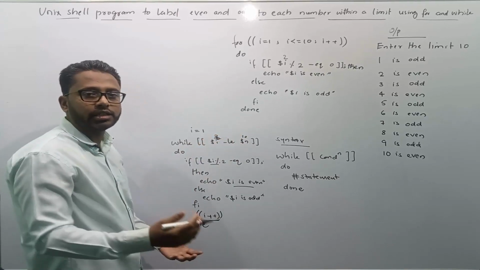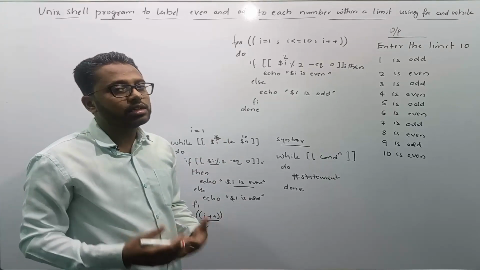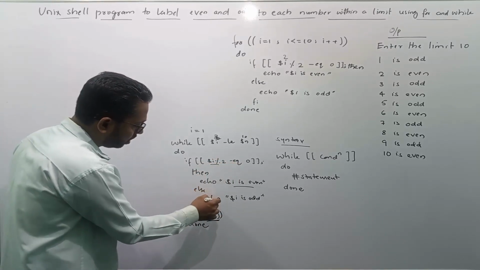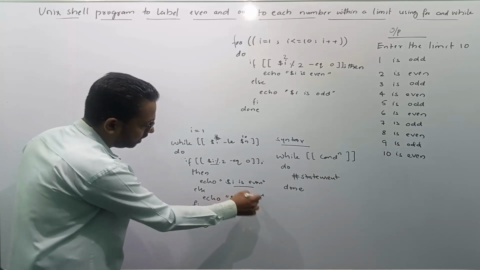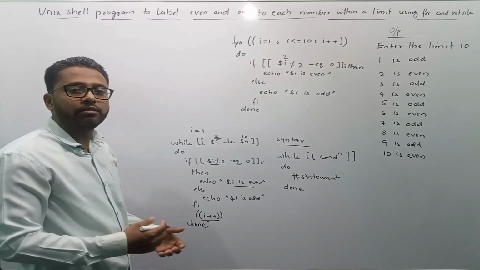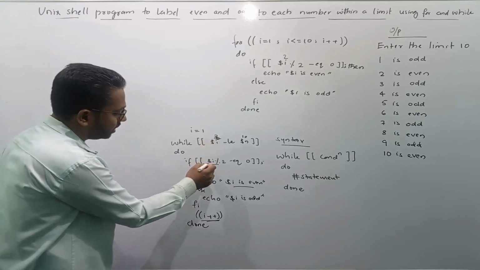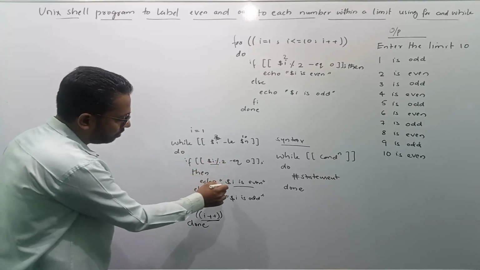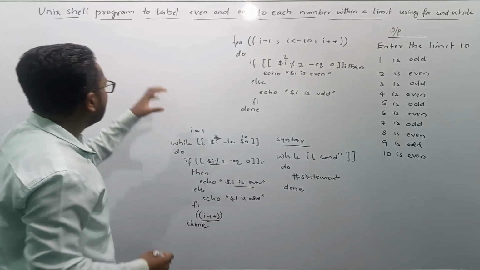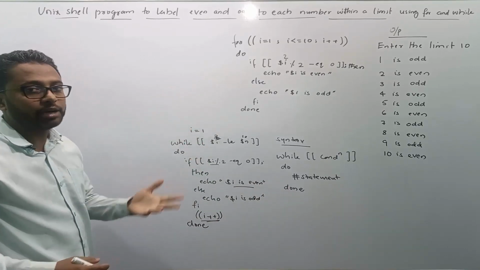3 is less than or equals to 10, condition true. Control comes inside this while to check for this condition. 3 mod 2, 3 doesn't get divisible by 2. So we will come inside the else block to execute $I is odd, and you will get the 3 is odd message. Okay, like this the I value gets incremented with each and every iteration, and for each value of I we are checking this condition, and based on it we are printing either that the value is even or that the value is odd.